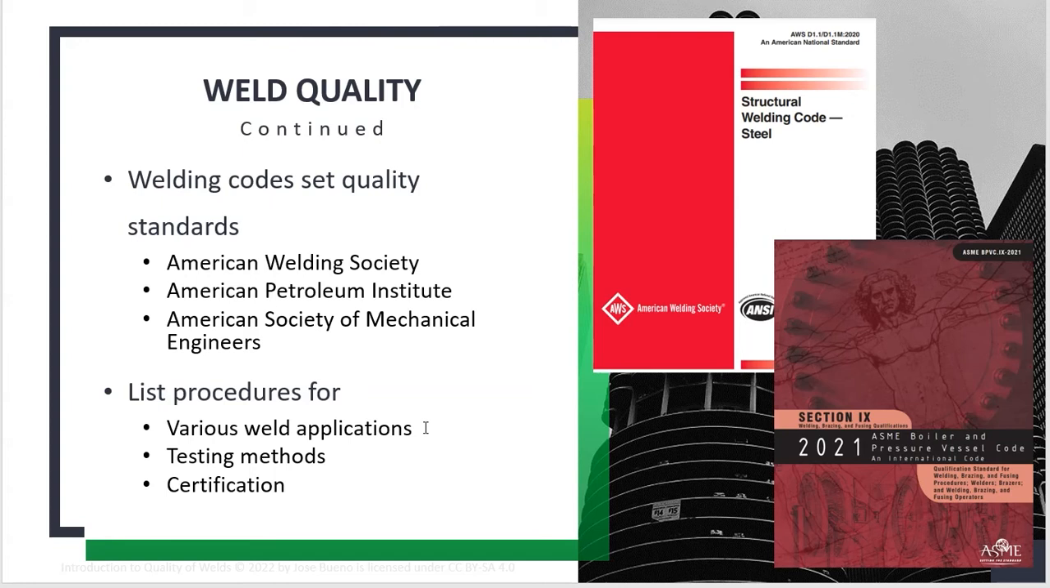And there's going to be a lot of information in these codes, but you know, we'll take a little bit at a time. You'll find out a little bit more in future courses. For right now, I just want you to know that these standards or these codes are out there, and they pretty much tell us what to look for as far as weld quality.